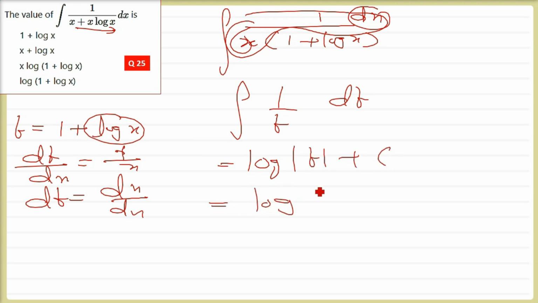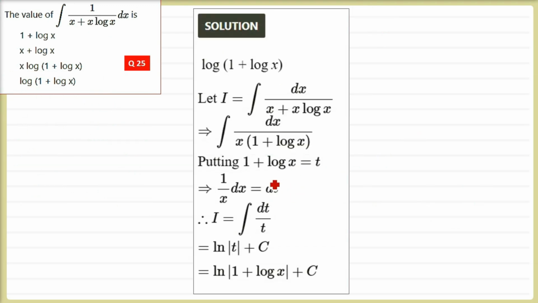Now t was taken as 1 plus log x. So just replace this, log of 1 plus log x plus constant of integration. So the answer is the last one. D is the correct option. Log 1 plus log x. This one. So this question is quite straightforward. If you happen to take x from the denominator, it will be very easy for you.